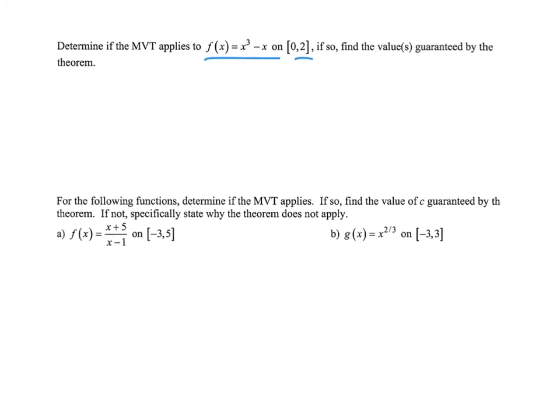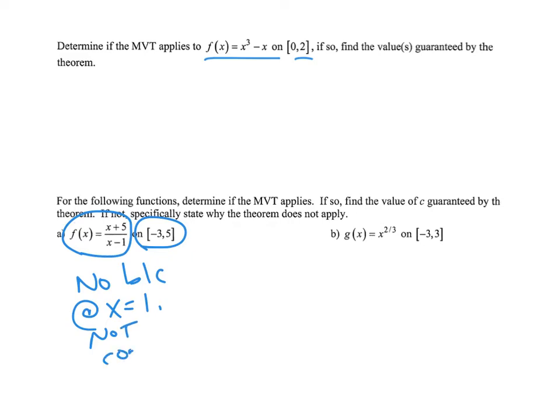Does the mean value theorem apply for this function on this interval? Well, I'm going to say no, because at x equals 1, the function is not going to be continuous. You can see that the denominator would go to 0, and that would be undefined. That's a vertical asymptote in that function. So no, we can't use the mean value theorem there. What about this next one?